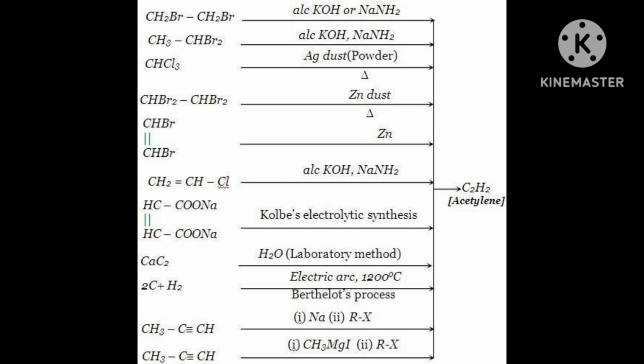Then again NaNH2 will come, and reaction will take place with NaNH2. What will happen? That hydrogen will also go as NH3. Na plus NH2 minus, sodium amide. NH2 will take that one hydrogen and form NH3, and sodium will be attached with the carbon.